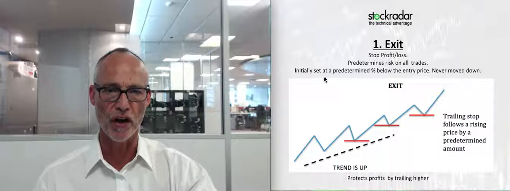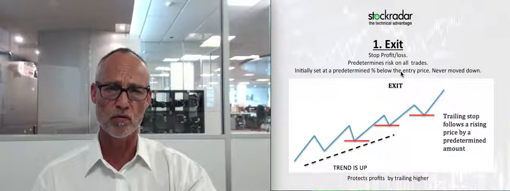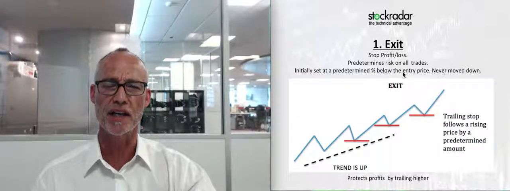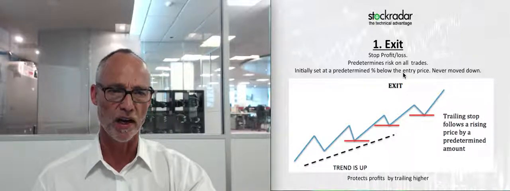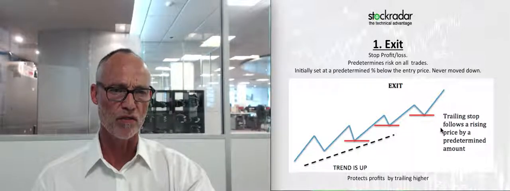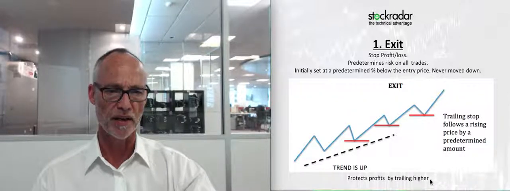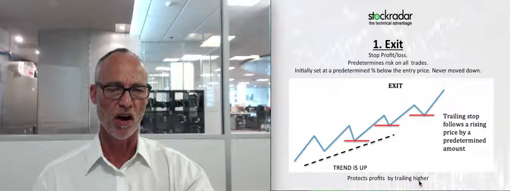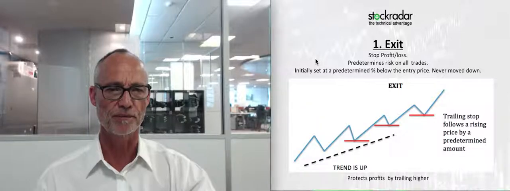Okay, but I also know, because of my predetermined percentage below the entry price, what my risk is on any one trade. Okay, and that's the maximum I can ever lose. So the trailing stop follows a rising price by a predetermined amount. Protect profits by trailing higher. So that's my one single exit.